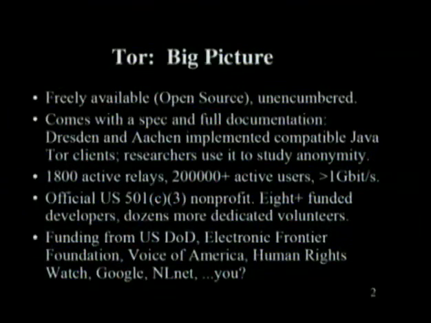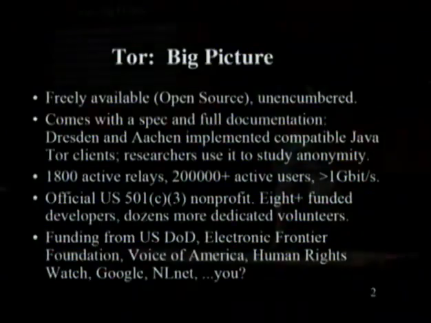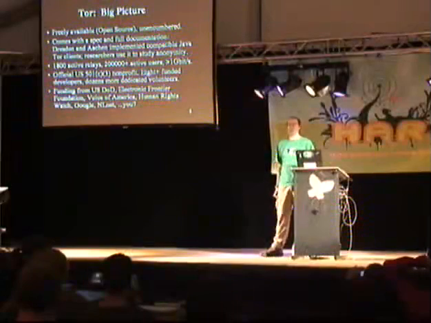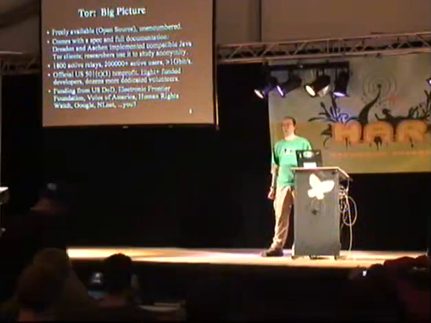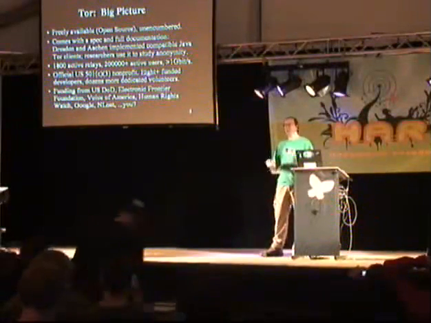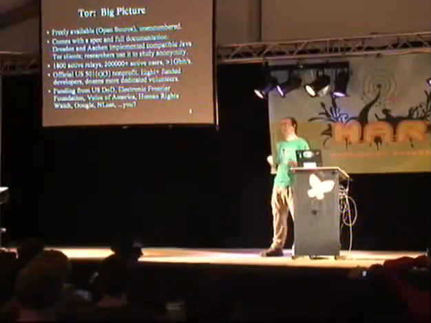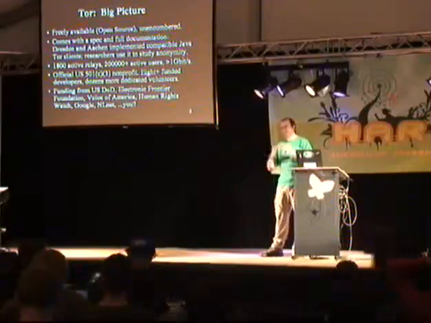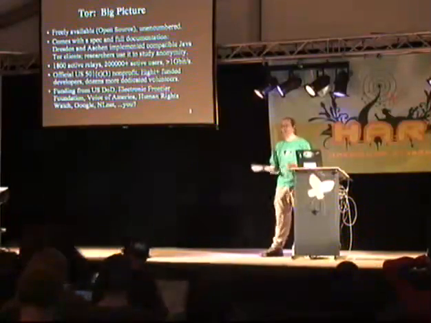So Tor is free software, open source, unencumbered. It comes with a specification and full documentation, RFC style, that describes here's exactly how you can build your own compatible Tor client. And a number of people out there have done that. There's a group in Dresden that built their own Tor client, and another one in Aachen, and a fellow at Yale University built his own. And part of the fun of this is that we actually can describe all the details of what properties we think that Tor gives you. So you can look at it and check for yourself and analyze it, and we tell you as much as we know about how it works.